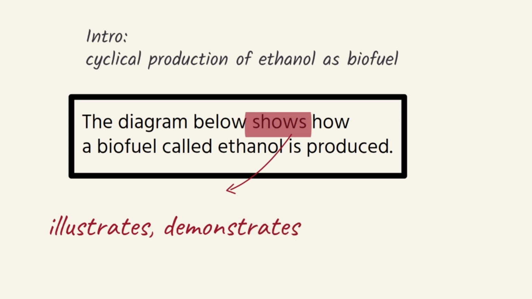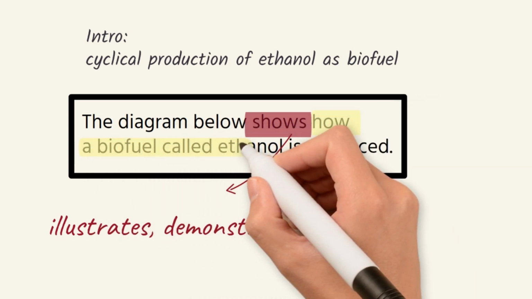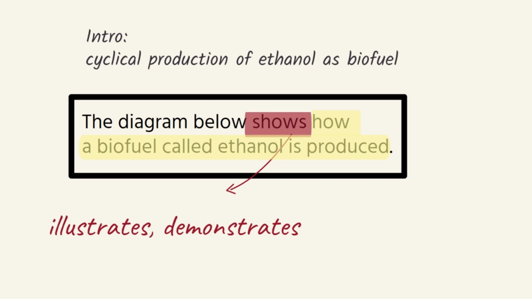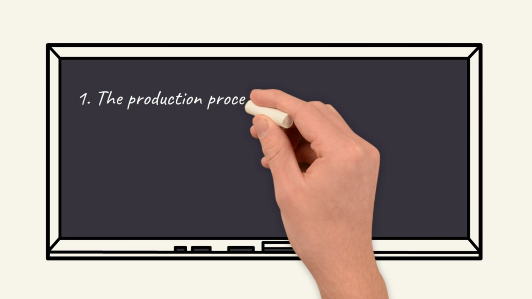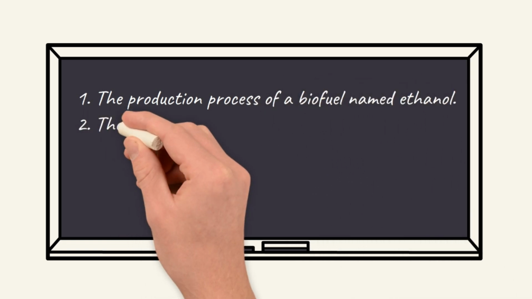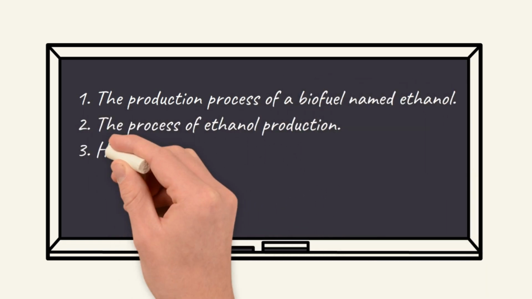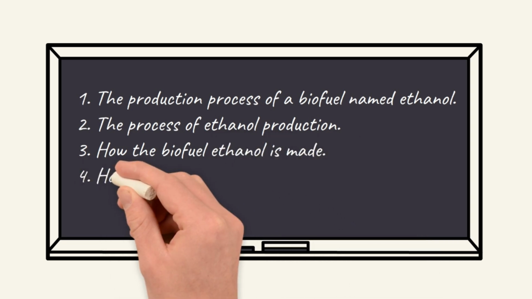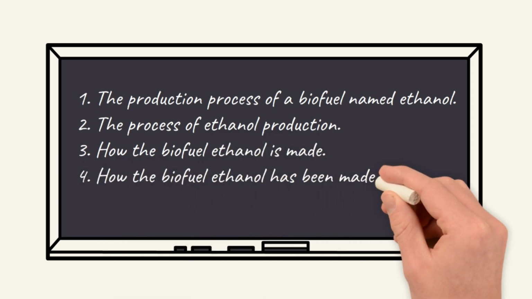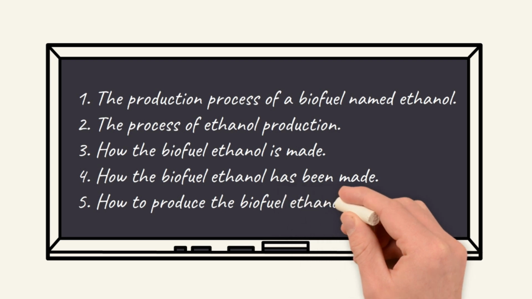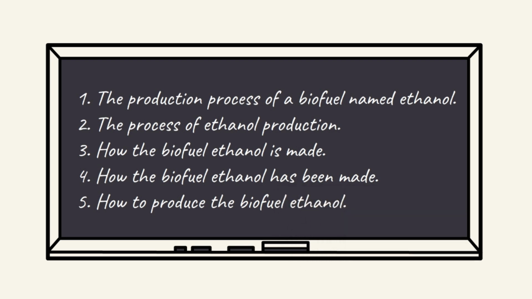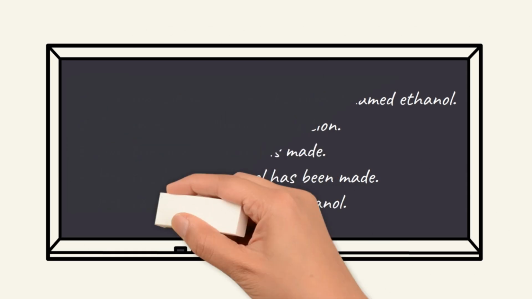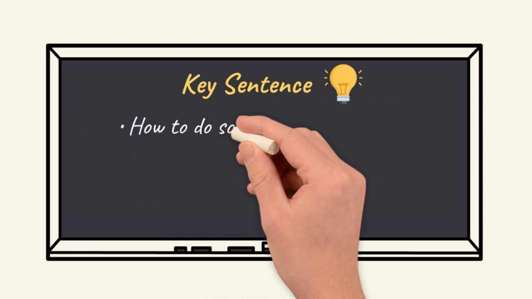Second, how a biofuel called ethanol is produced. We can come up with several alternatives, like the production process of biofuel named ethanol, the process of ethanol production, how the biofuel ethanol is made, how the biofuel ethanol has been made, how to produce the biofuel ethanol. Is this too hard for you? Don't worry. Just memorize these 3 sentence patterns and swap them.